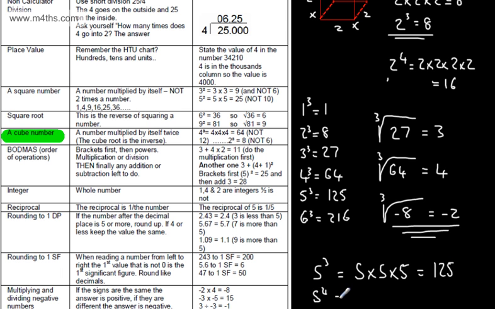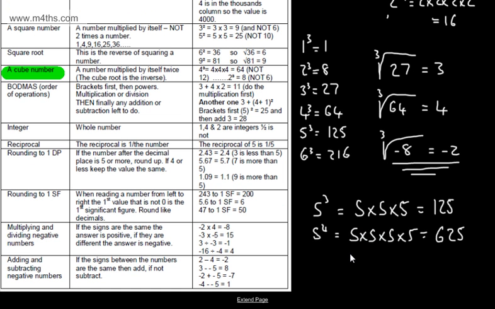5 to the power of 4 is telling me I'm going to multiply the number 5. I need 4 of them. And this, of course, is just multiplying this by 5, which is 625. So don't fall into the trap of writing anything crazy. All we're doing is taking this number, the base, and we have the power. That's the number we're multiplying. That's how many we need.